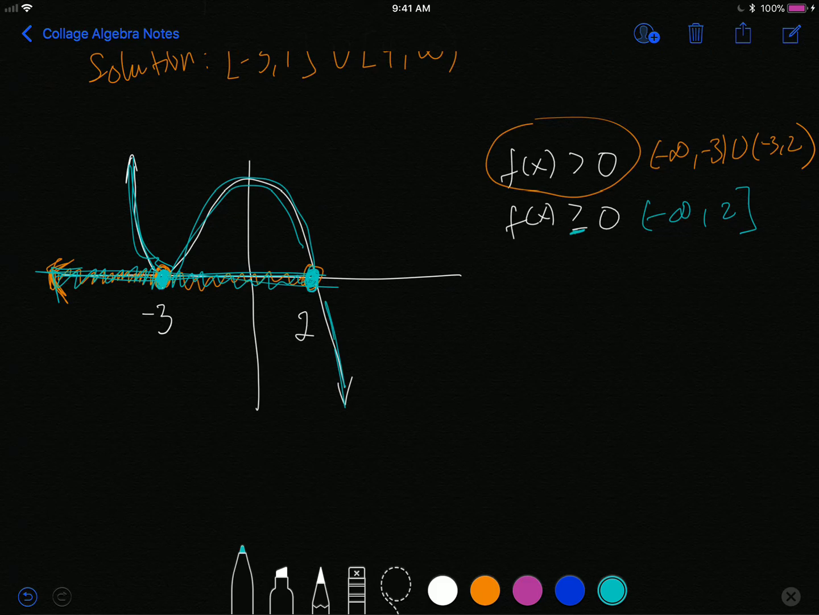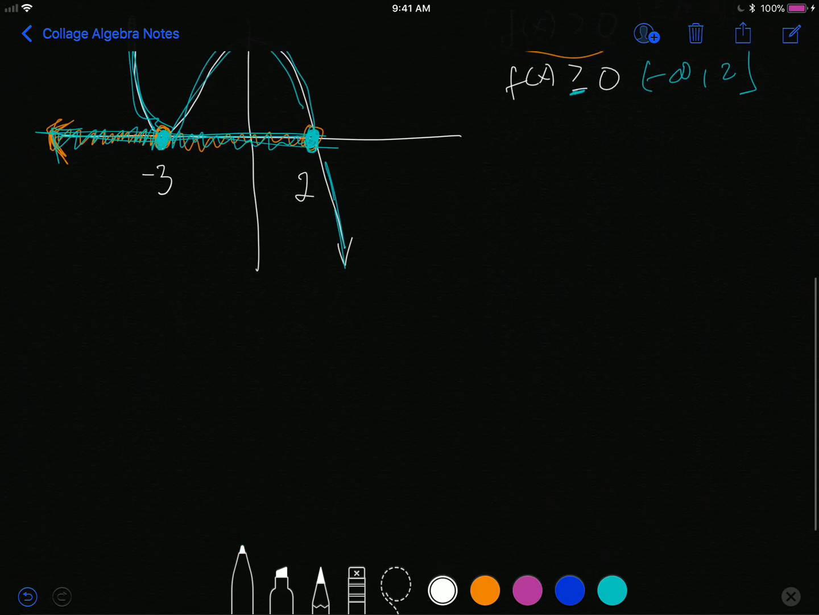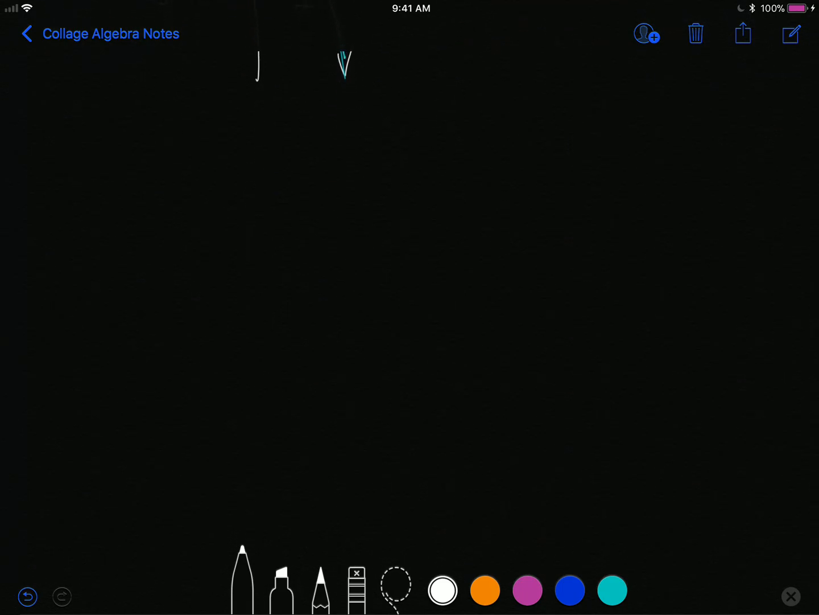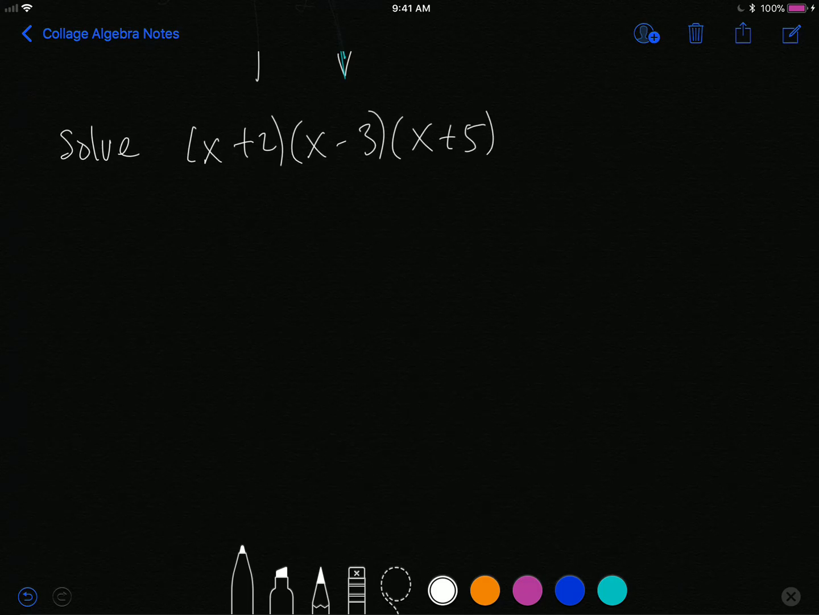Graphs, that's about it when it comes to graphs. You just got to be careful and look at the graph carefully. On the other hand, when we have an equation, we will solve them by using the sign chart method that we've been using before. So take, for instance, this problem right here, solve, and then I want to know when x plus 2 times x minus 3 times x plus 5 times x minus 7 is greater than or equal to 0.